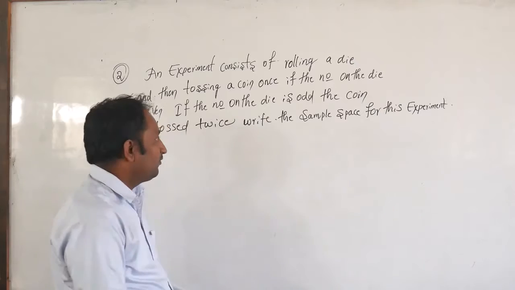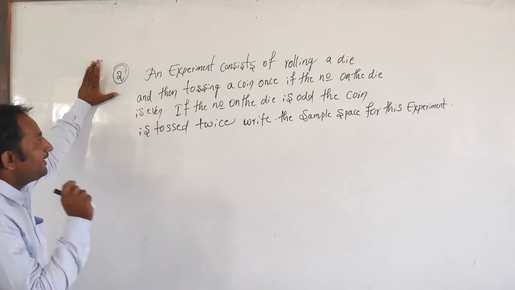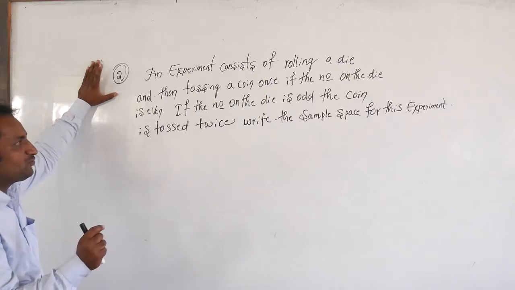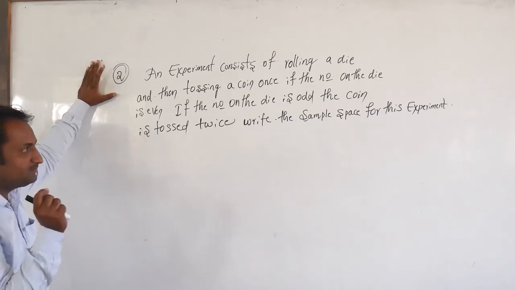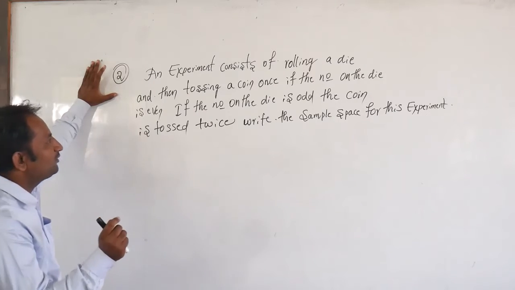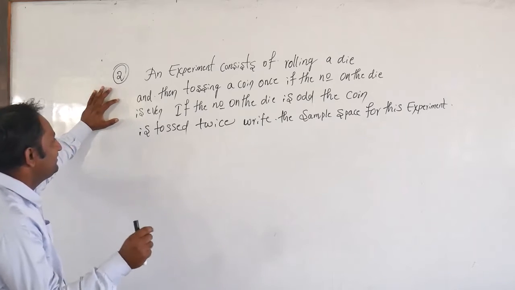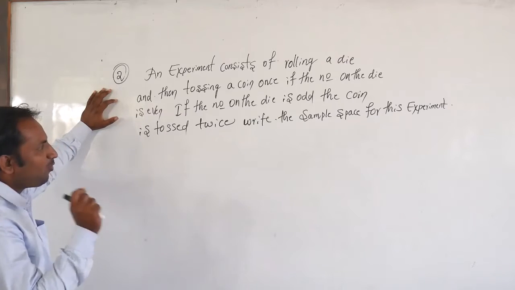A very important problem for the next one: an experiment consists of rolling a die and then tossing a coin once.